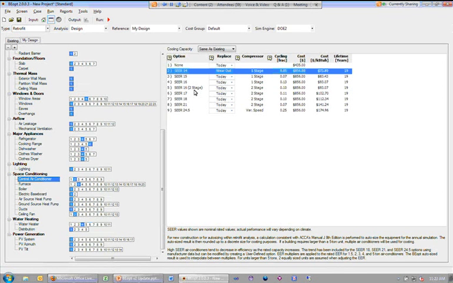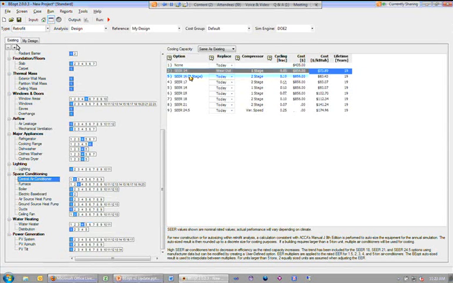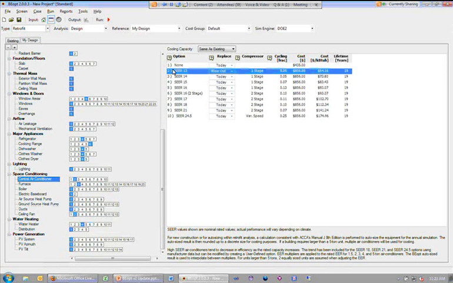One interesting thing, however, is that if I go back to the existing design and I now choose a SEER 10 air conditioner, when I go to my design, the SEER 10 air conditioner actually isn't going to show up. And the reason for this is that the SEER 10 air conditioner is not something that meets the federal minimum standard.